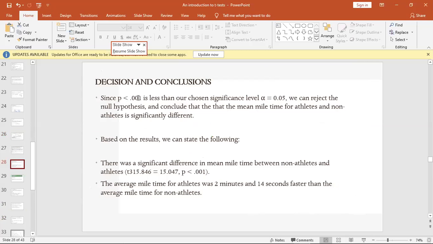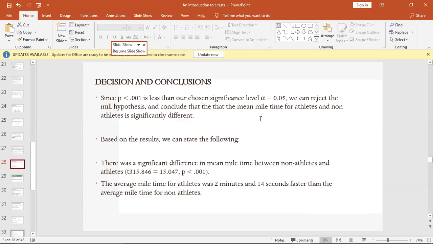Since the p value is less than 0.001, and our significance level is 0.05, we can reject the null hypothesis. Because your significance value is 0.05 and your test result is 0.00, which is less than 0.05, that means you can reject the null hypothesis. If you reject the null hypothesis, you can conclude that the mile time or running time for athletic and non-athletic is different.